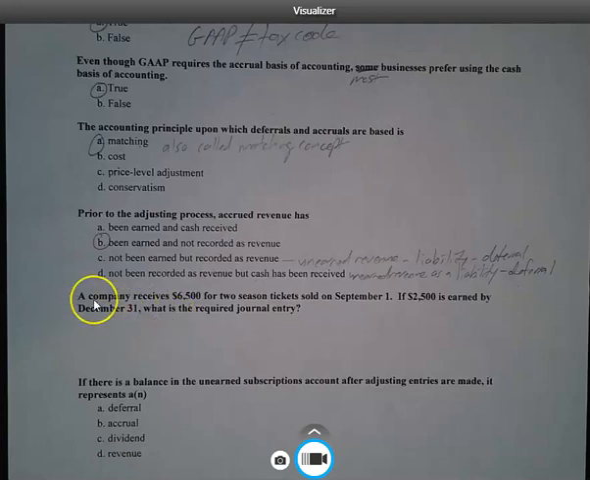Okay, let's look at what we have here. It says a company receives $6,500 for 2 season tickets sold on September 1st. If $2,500 is earned by December 31st, what is the required journal entry? So when they received this $6,500 on September the 1st, they had earned $0. But 4 months later, they've actually managed to earn $2,500.